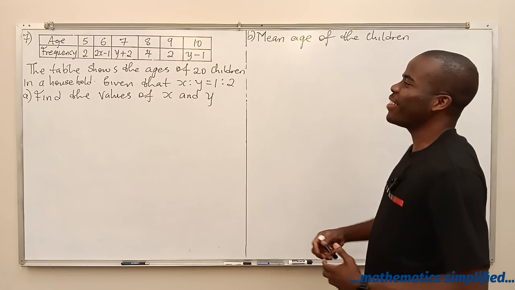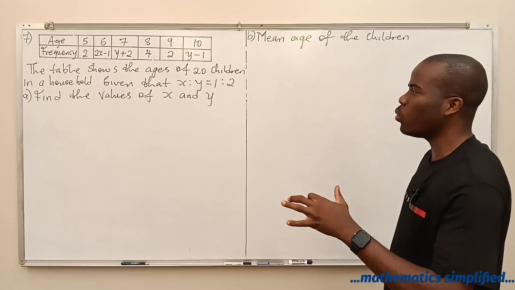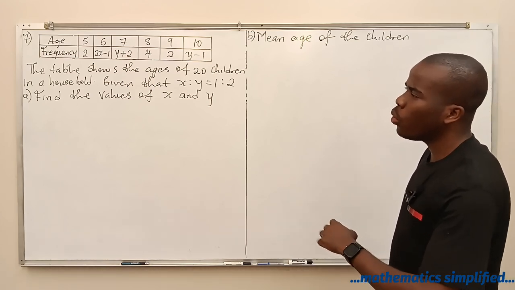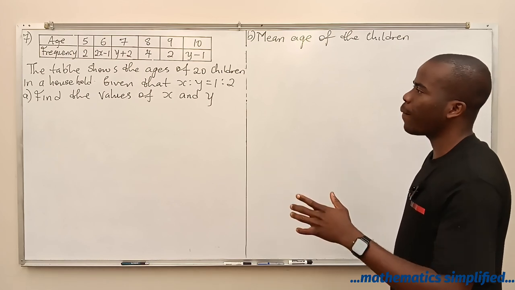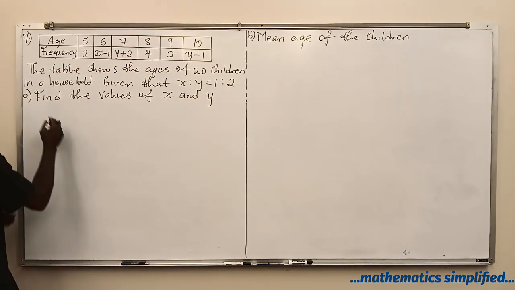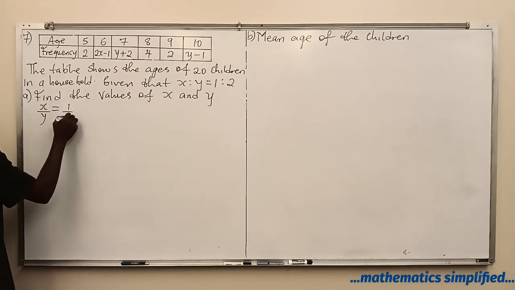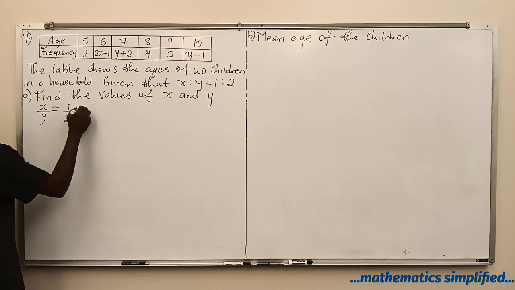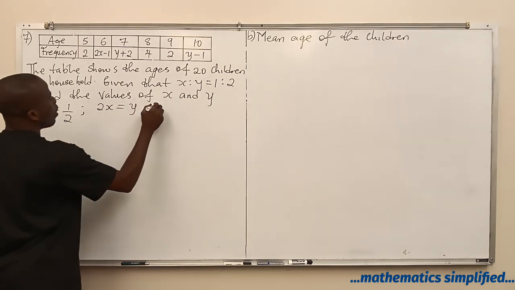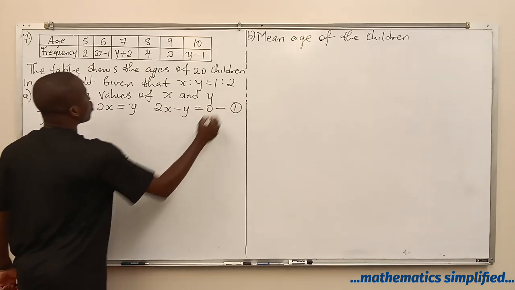Question 7 says, the table shows the ages of 20 children in a household. Given that the ratio of x to y is 1:2, find the values of x and y. Now, from this ratio, x is to y is the same as x over y equals 1/2. If we cross multiply, we'll have 2x equals y. And if we bring it to the left hand side, we'll have 2x minus y equals 0. Let's call this equation 1.